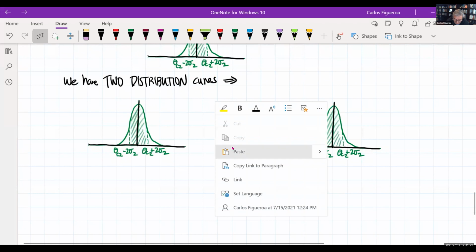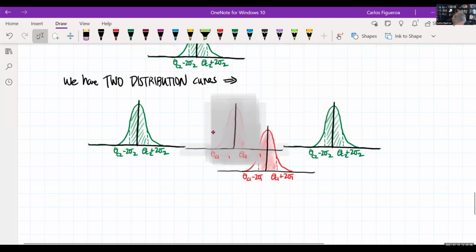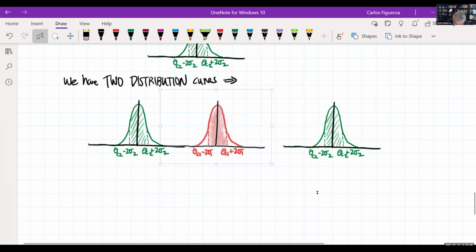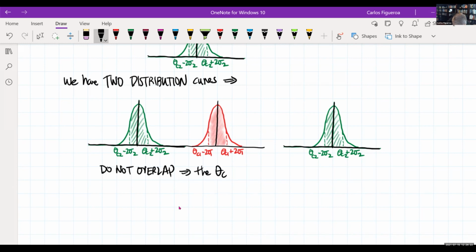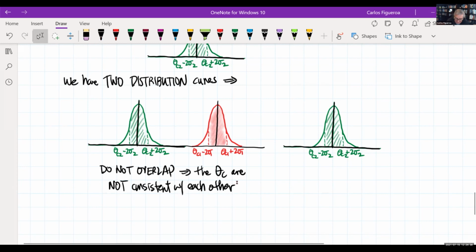If I have these distribution curves that do not overlap, this implies that the critical angles are not consistent with each other. A very important piece in calculations.